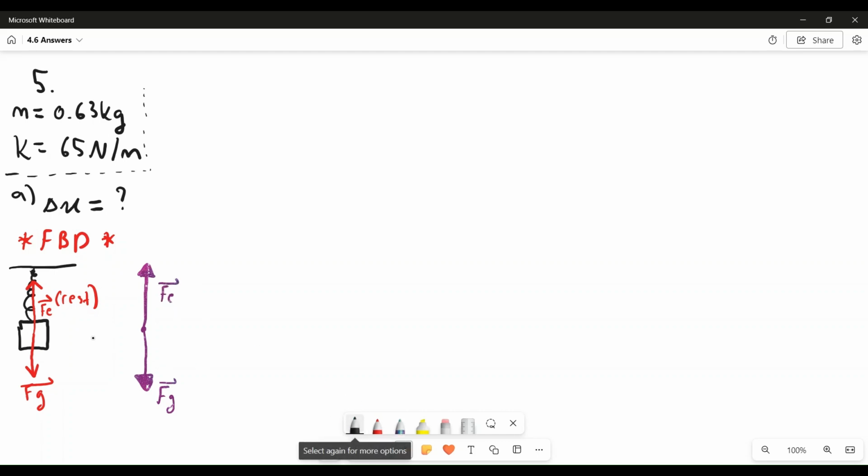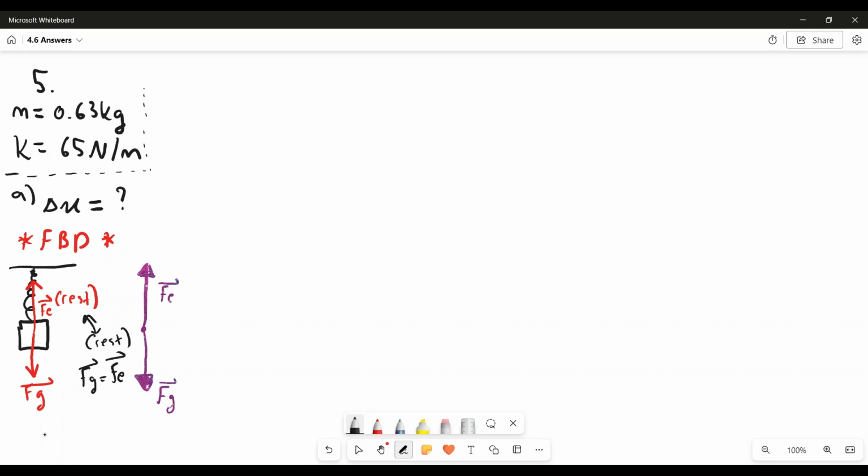And something else we know is that because they are at rest, which I'll write in brackets over here, we know that Fg is equal to Fe because they cancel each other out, meaning that it's in static equilibrium, it's not moving at all.